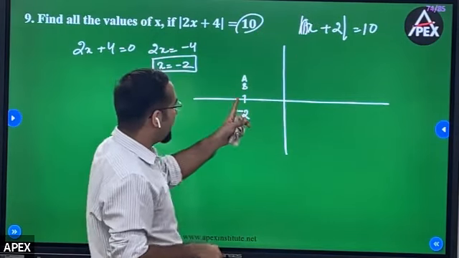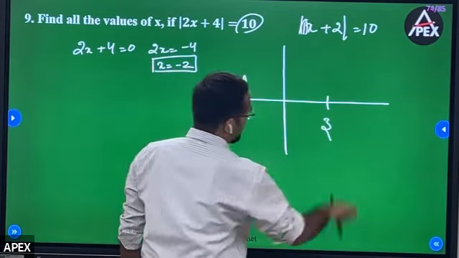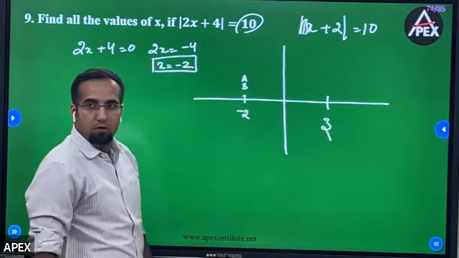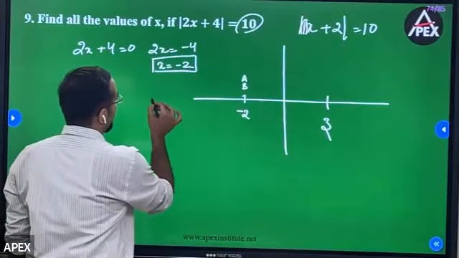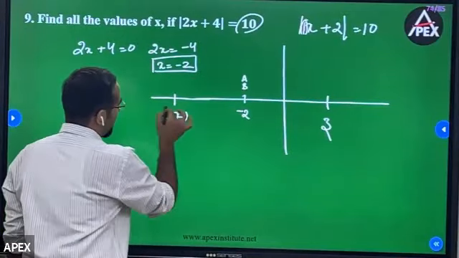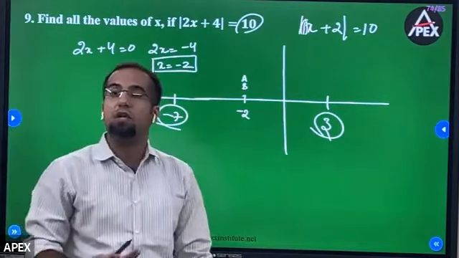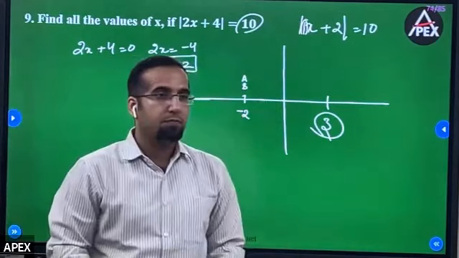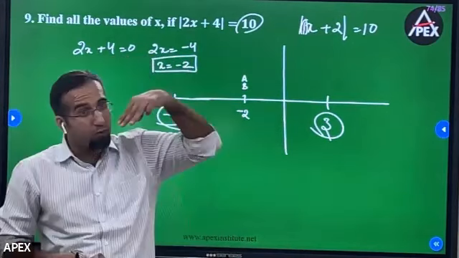So from minus 2, 5 on my right will give me 3. From minus 2, 5 on my left will give me minus 7. These are the two values that we got. Now this is what happens when the coefficient of x starts changing. Clear? So had it given you 3x, then I would say 3 of you are sitting there.